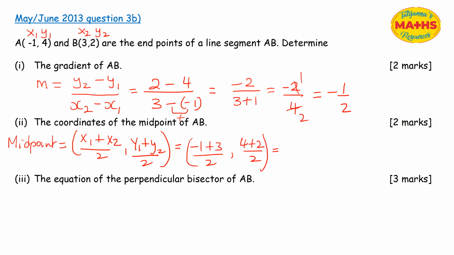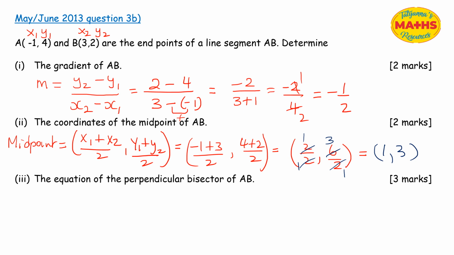So that is -1 plus 3, that's +2 over 2. 4 plus 2 is 6 over 2. And when we cancel it, we're going to get 2 over 2 is 1, 6 over 2 is 3. So our final answer is (1, 3). That's the midpoint.